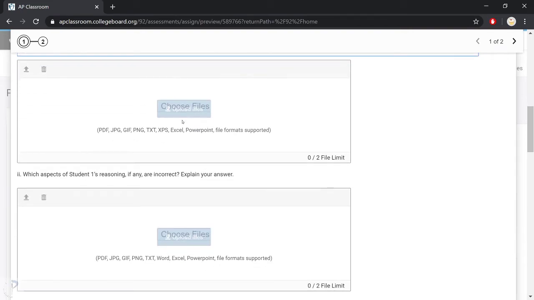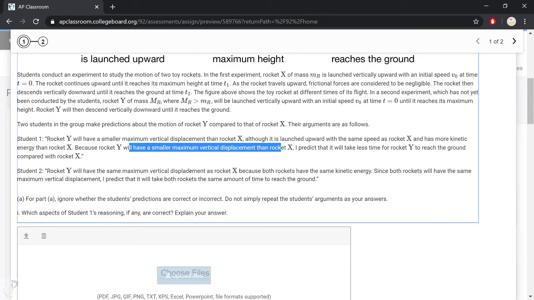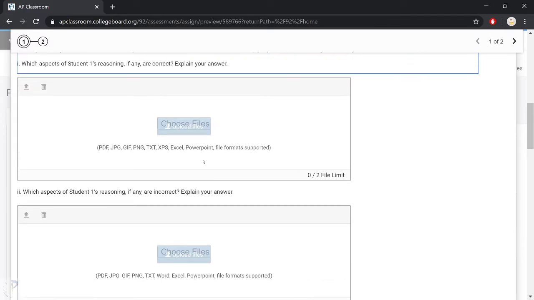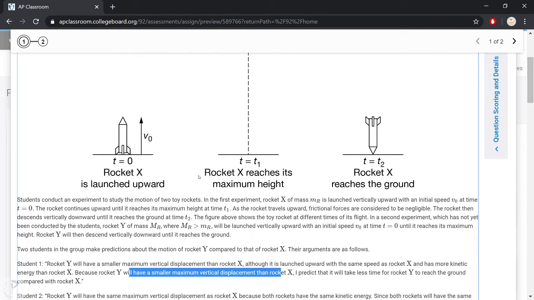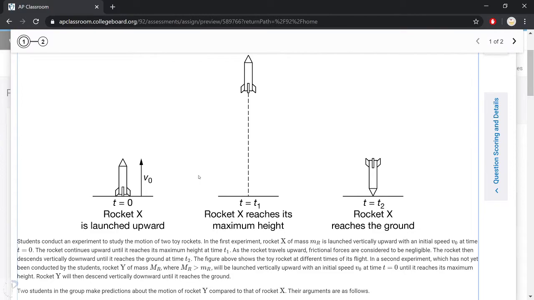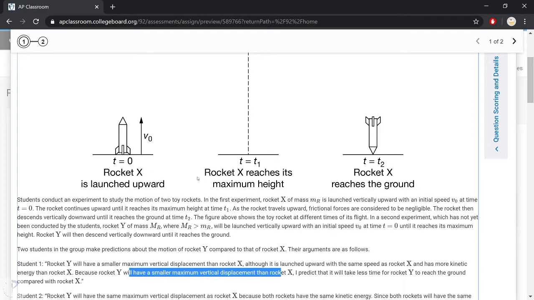Which aspects of student one's reasoning, if any, are incorrect? Explain your answer. Well, now you get to actually contradict his reasoning. And do you have to explain why? Yeah, you have to explain your answer. So now you can use conservation of energy, show that if it starts with the same velocity, it's going to reach the same height because the masses cancel.